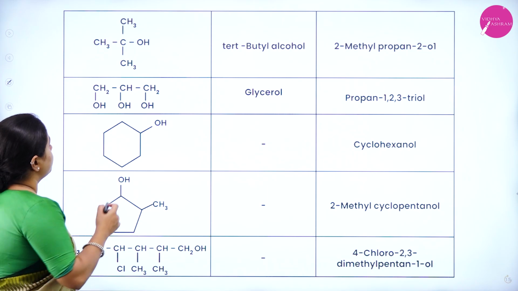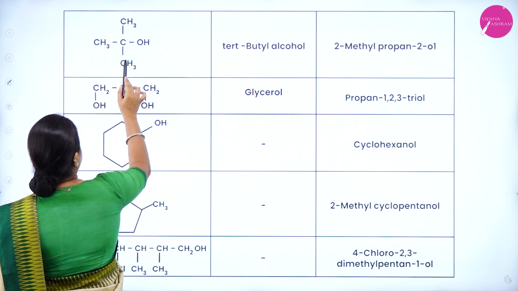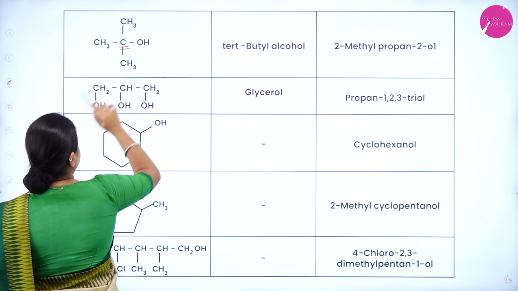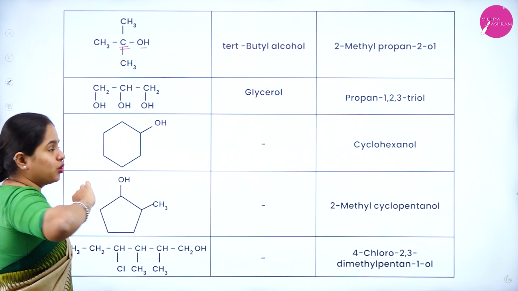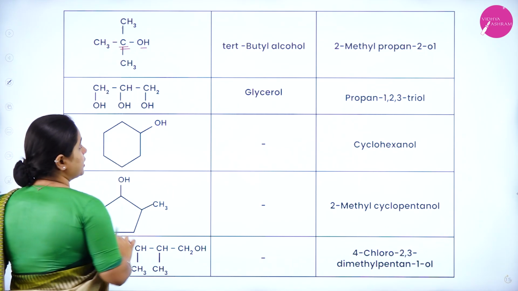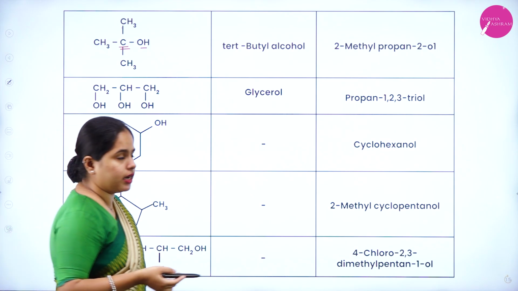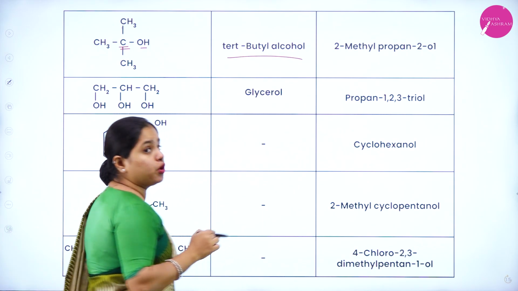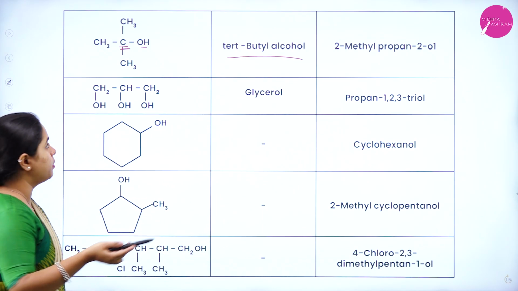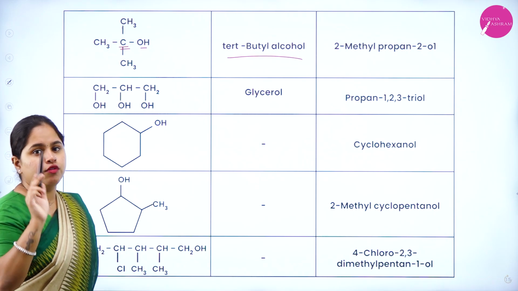Moving on to the next one, CH3C, CH3, CH3OH. So this carbon atom is the one which is attached to the functional group, and it is further attached to 3 other carbon atoms. So it is a tertiary carbon atom. Hence it is called tertiary butyl alcohol. Now why butyl alcohol? Because in total there are 4 carbon atoms.